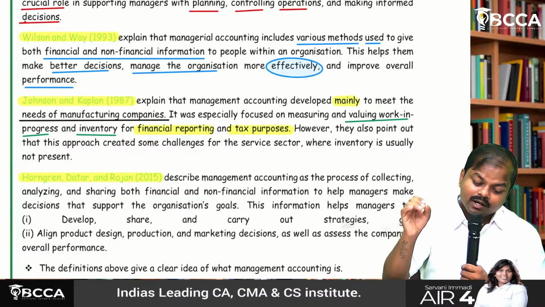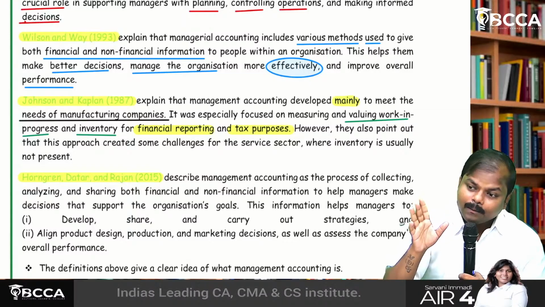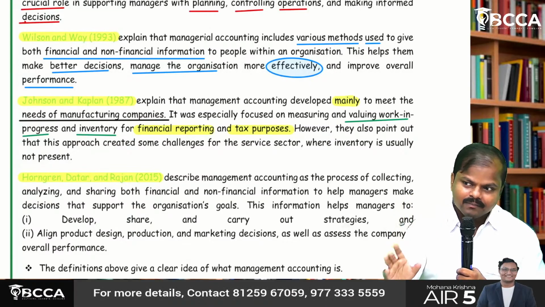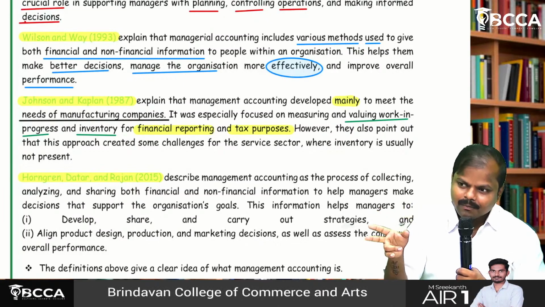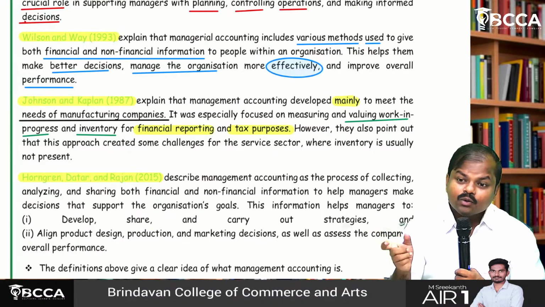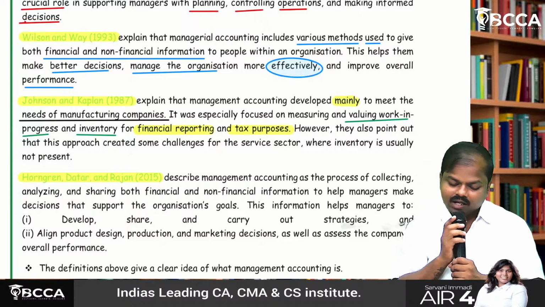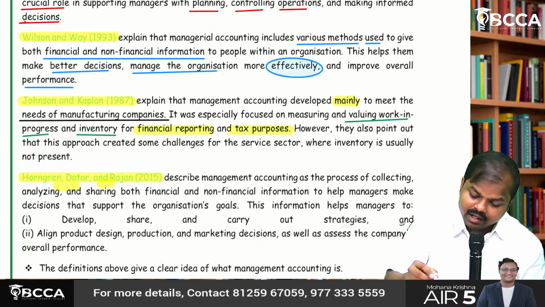So in Johnson and Kaplan's opinion, management accounting is a need for manufacturing companies. What is the need? To know the value of WIP. Next, Horngren, Datar and Rajan.